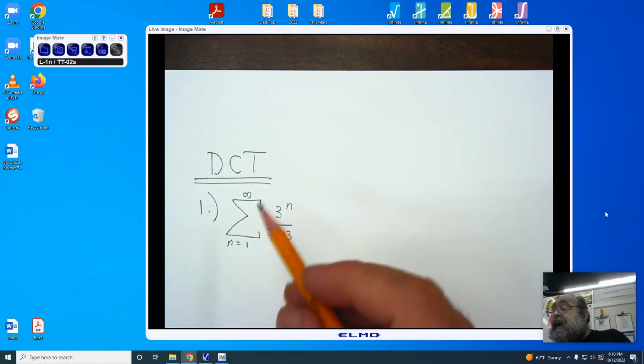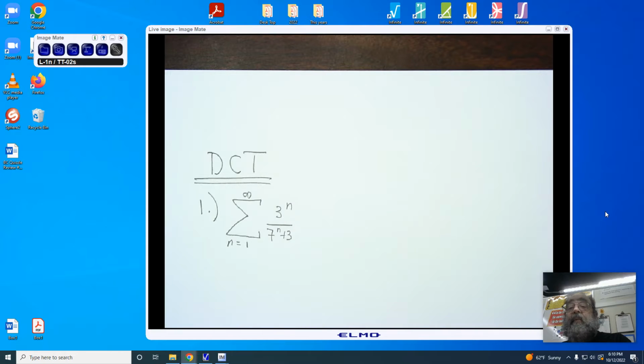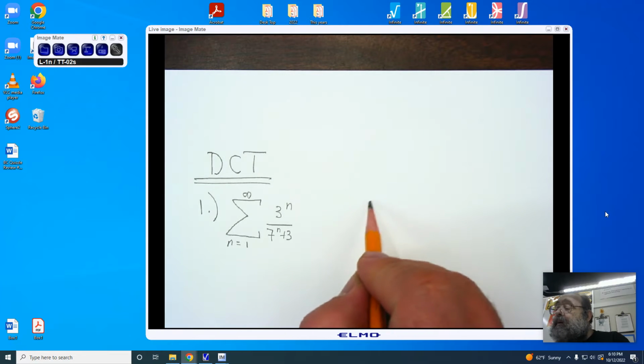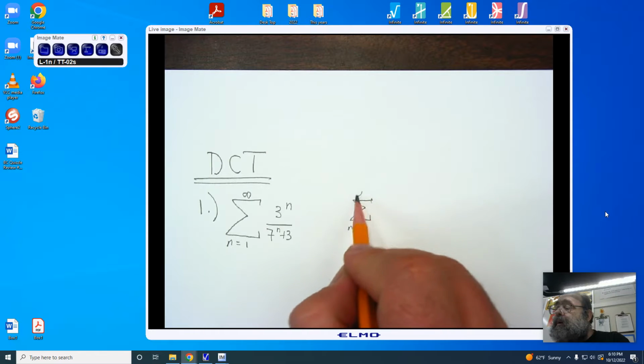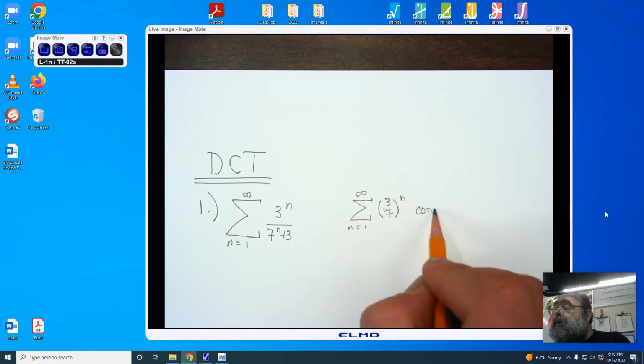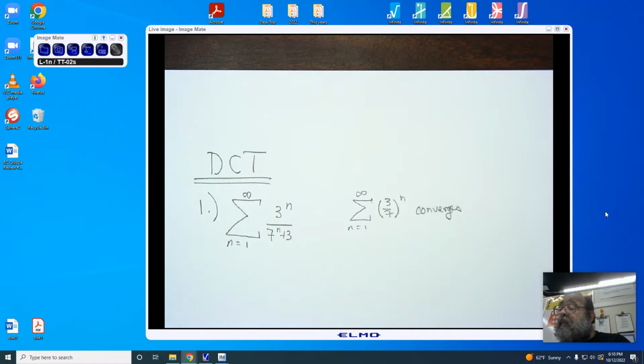Now, I can already see that this is similar to a geometric series where the ratio is 3/7. That's what I'm going to use. Since I know that the summation as n starts from 1 to infinity of (3/7) to the n will converge because it's a geometric series where the common ratio is less than 1, I'm going to now compare them.